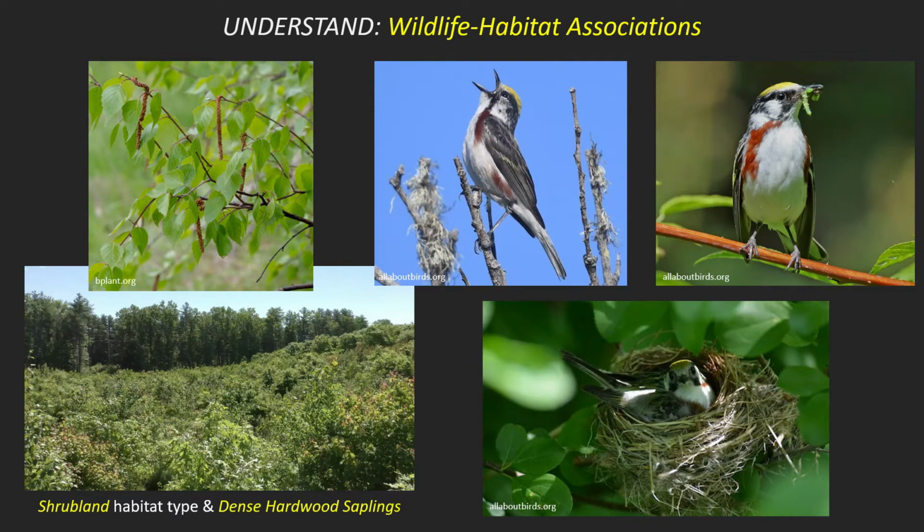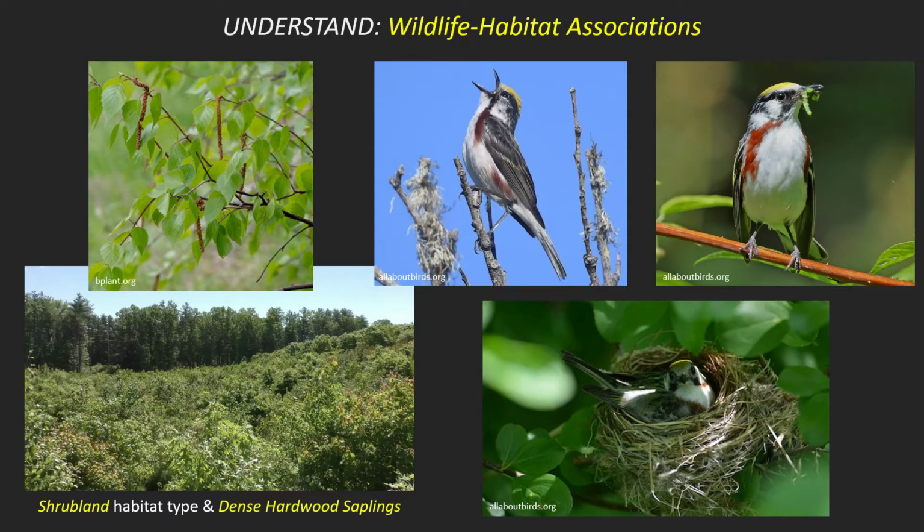But the best way to understand wildlife habitat associations is to observe wildlife in their habitats as often as possible. With practice, you'll find that each species occurs predictably within certain habitat types, and that it uses specific habitat components within those habitat types to meet specific life functions. For example, chestnut-sided warblers occur in shrubland habitats, and they require dense hardwood saplings, which they use as singing perches, as foraging sites to find caterpillars, and as cover to hide their nests.